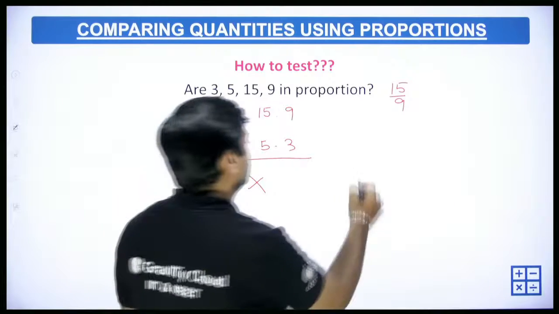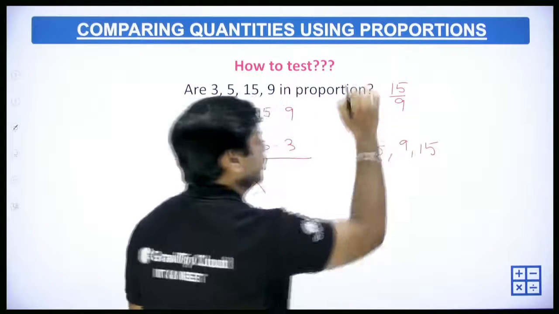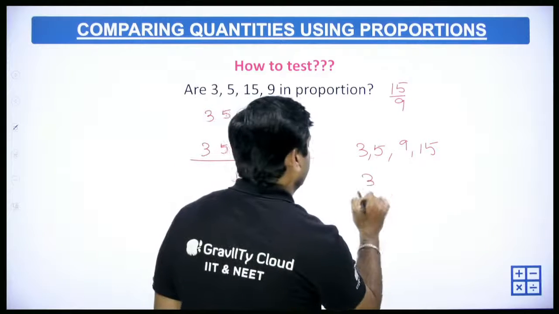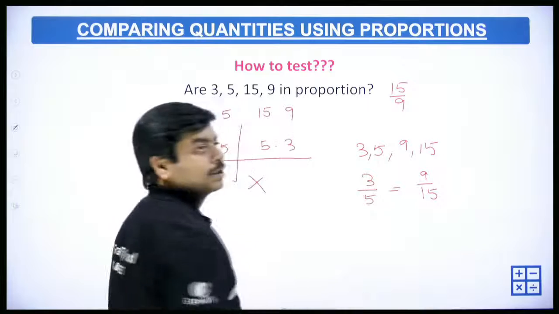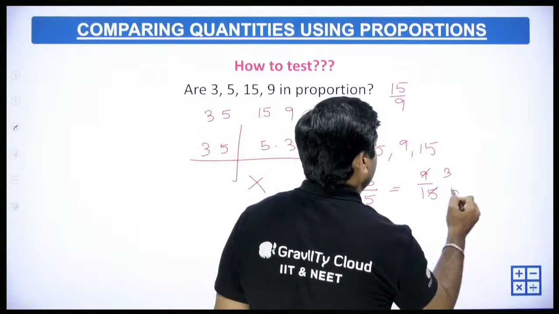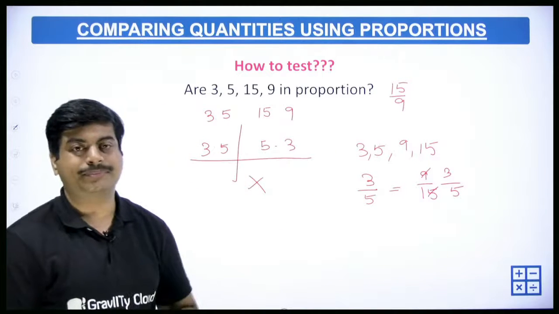But if the same question is asked like this, are 3, 5, 9, 15 in proportion? Then you need to check 3 by 5 and 9 by 15, and whether these two are equal or not. Yes, these two are equal because 3 3s are 9 and 3 5s are 15. So both are 3 by 5. We can say that it is correct.